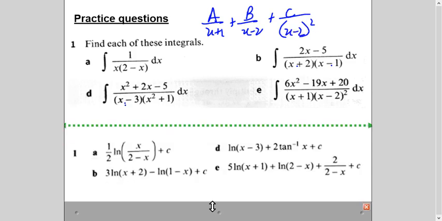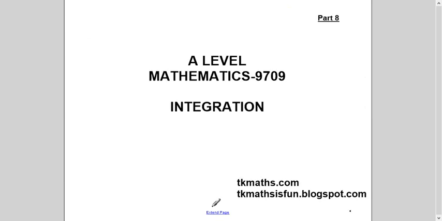So try to do these questions. Here are the answers. Hide them. Do not see them before doing it. So then in the next video, it will be integration by parts. And then the last video will be on the past paper.